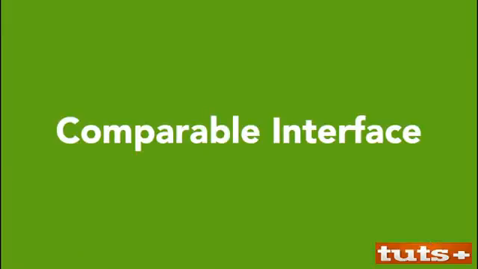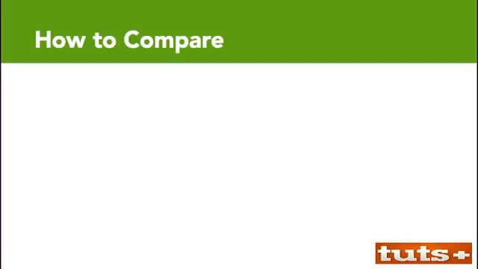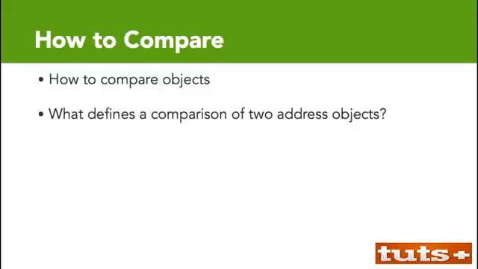An important interface that's available in the Java API is the Comparable interface. When we are working with classes and objects, we often want to compare a list of objects, possibly for sorting or to check to see if two objects are the same. So the question is, how to compare objects? What defines a comparison of any two objects? Or what defines the comparison of two address objects?